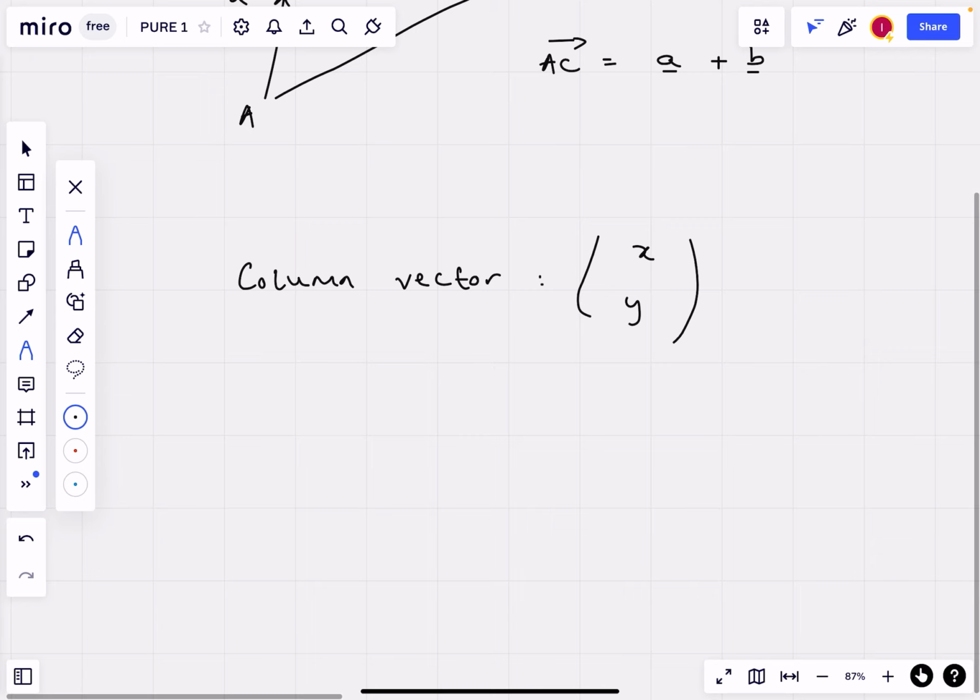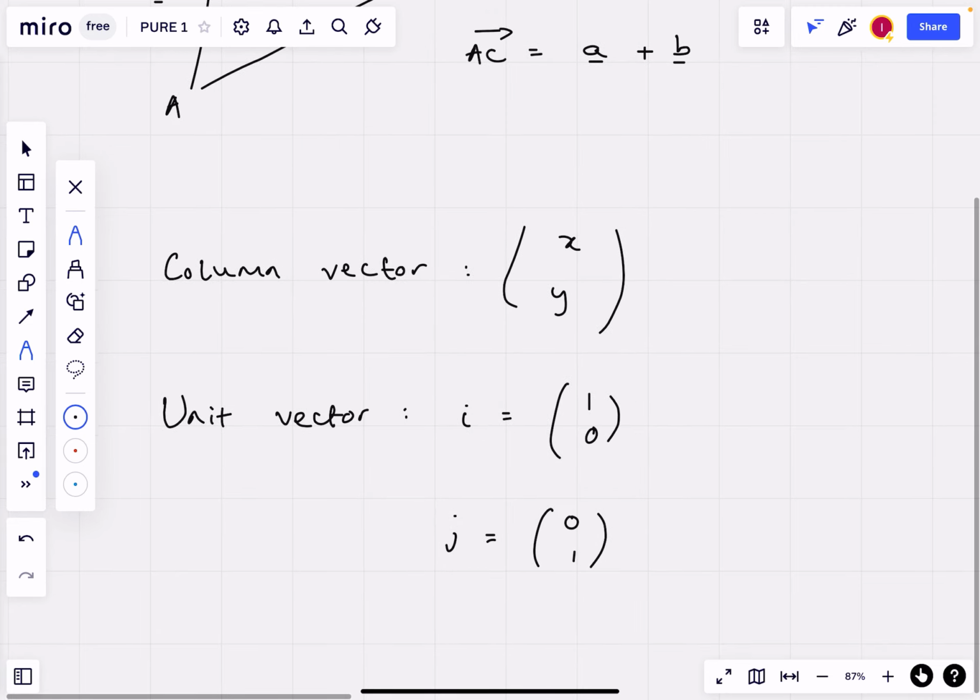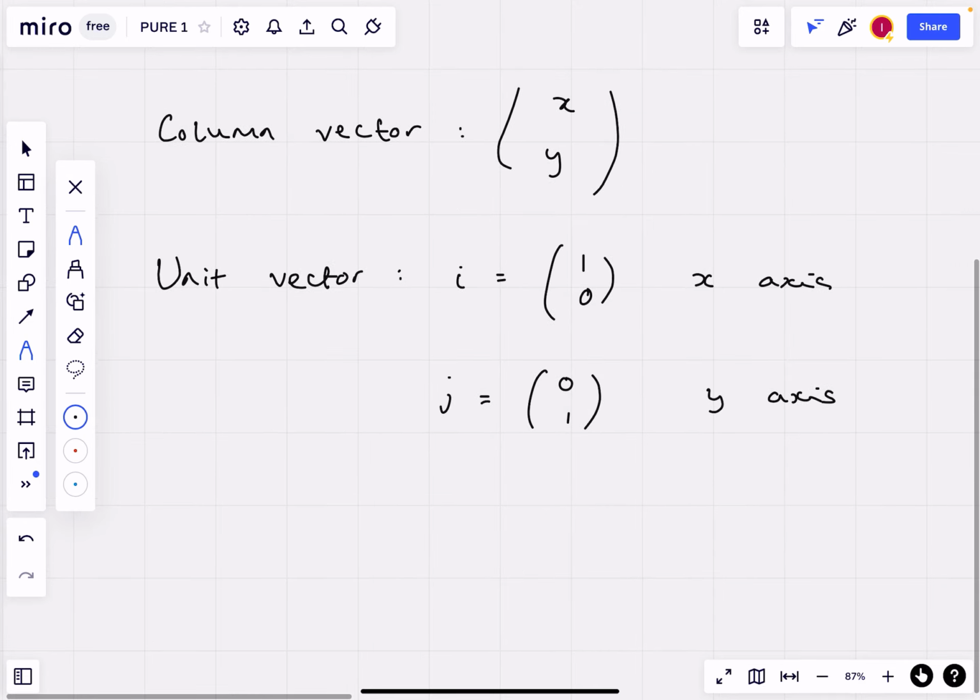Now, the other type is unit vector. Unit vectors make use of i's and j's. So i is the same as the column vector (1, 0), and j is the same as the column vector (0, 1). The way you can think about it is i is all to do with the x-axis and j is to do with the y-axis. So a vector can be represented using i's and j's, something like vector a equals 3i plus 4j, which means along 3 on the x-axis, up 4 on the y-axis.